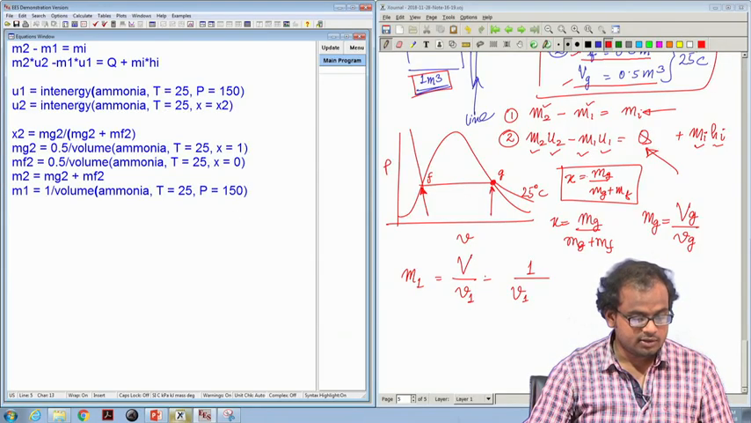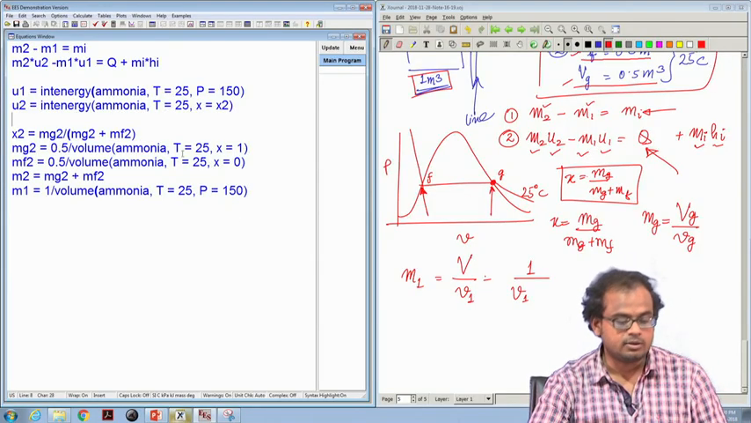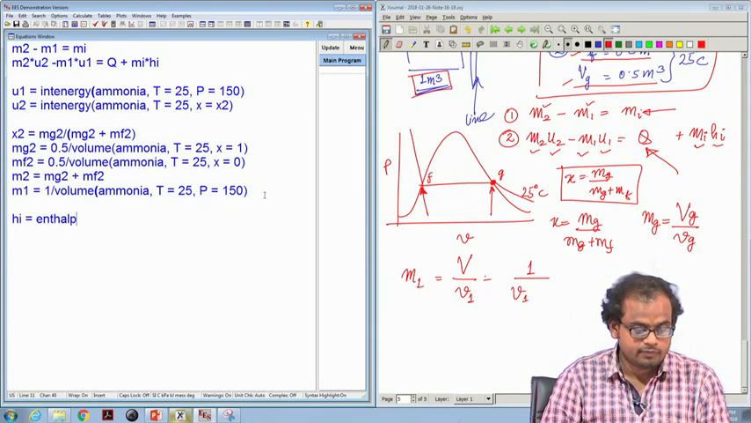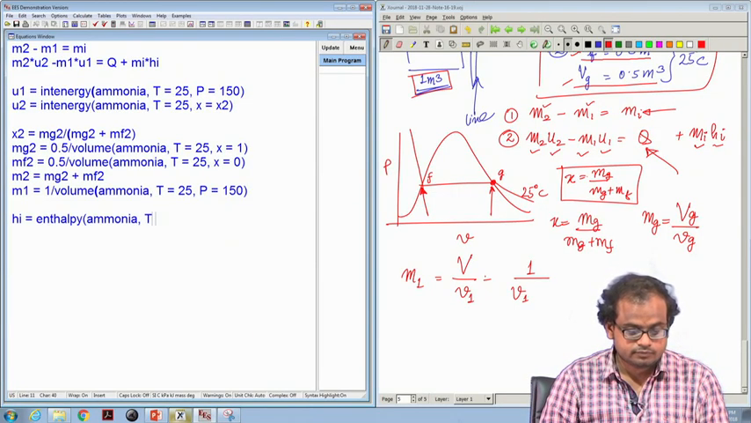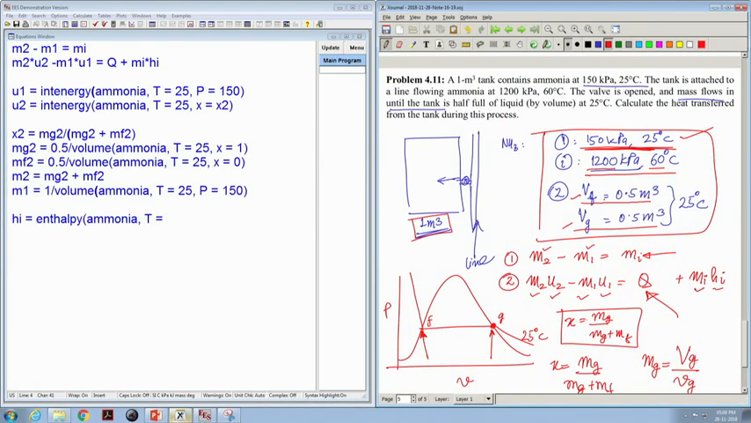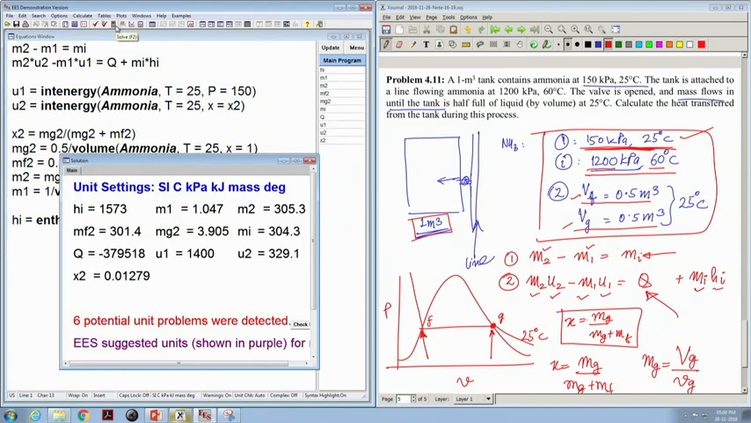and we have all the energies except the enthalpy at the inlet line. So, Hi is equal to the enthalpy for ammonia. So, what is the inlet condition? Let us find out. It is 1200 kilopascal at 60 degrees Celsius. There you go. So, let us solve this.